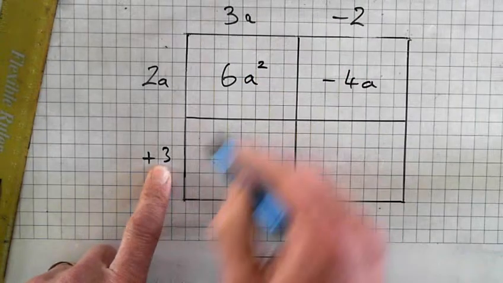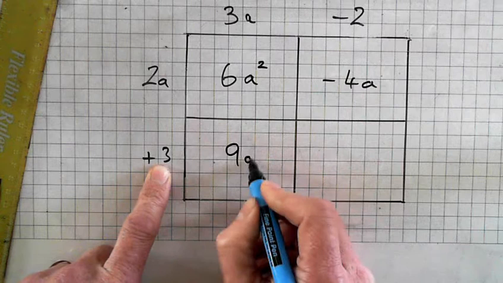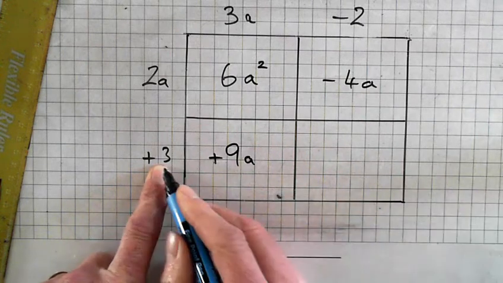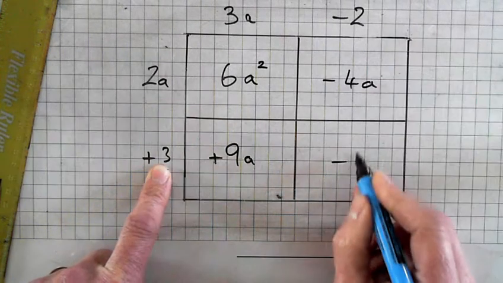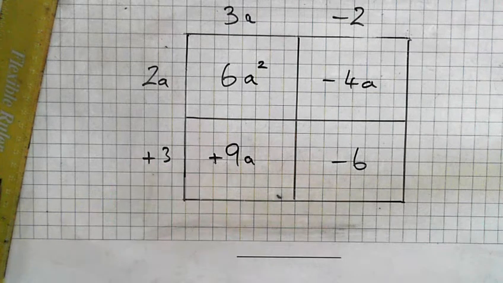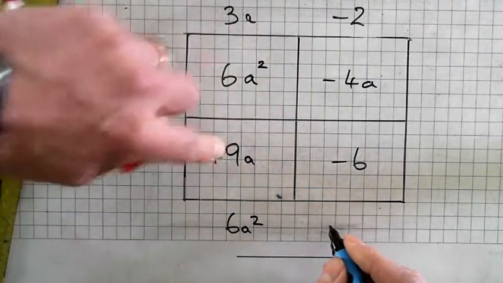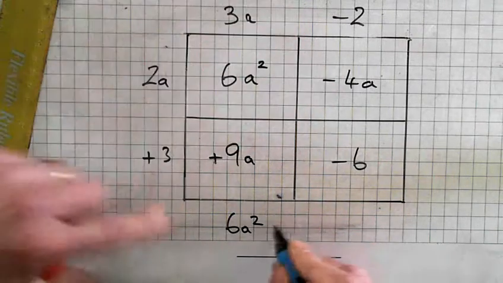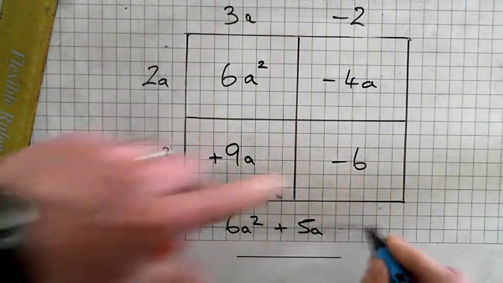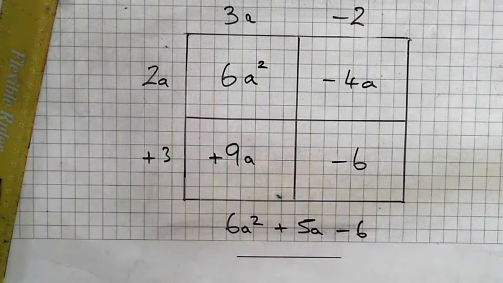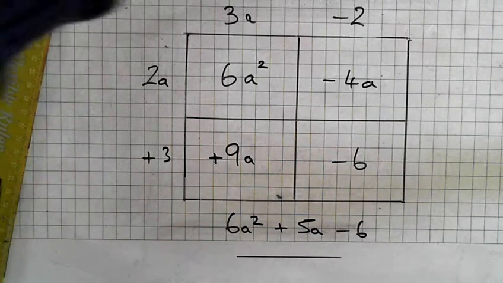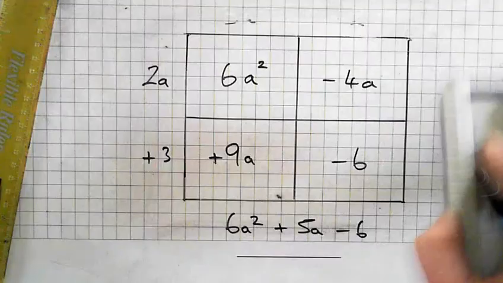2 times 2a is 4a. 3 times 3a, 9a. Plus 3 times minus 2, minus 6. Add it all up, so 6a squared, 9a minus 4a is 5a minus 6. So they can be added. So that was question 22.